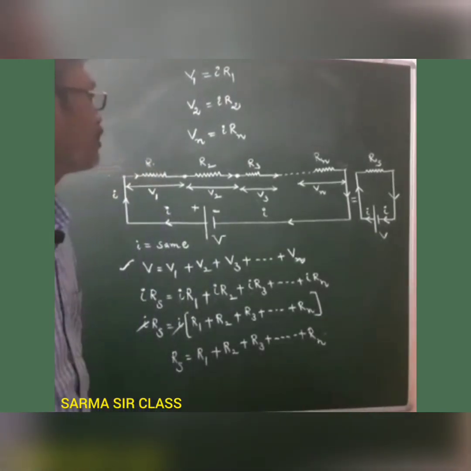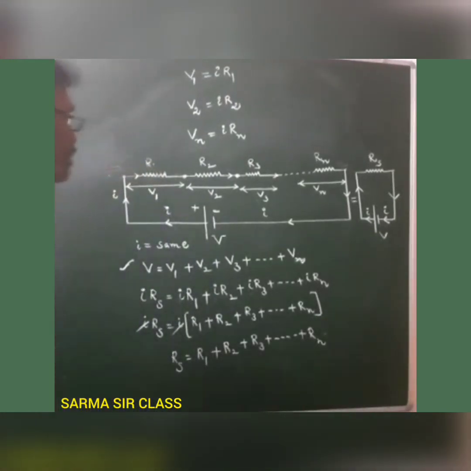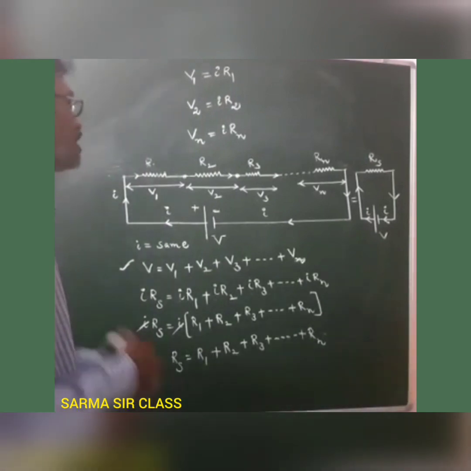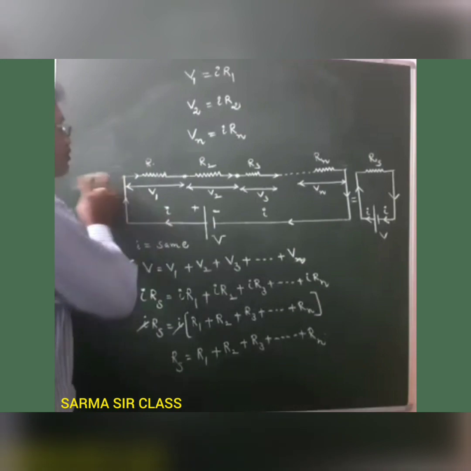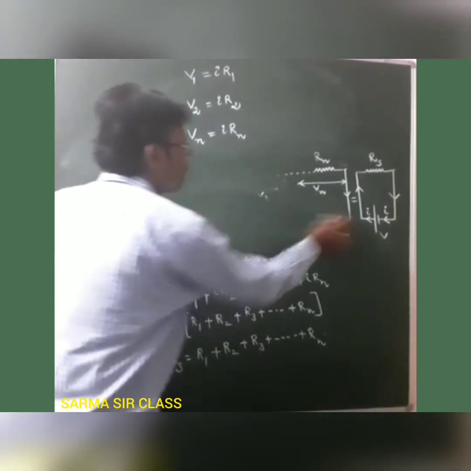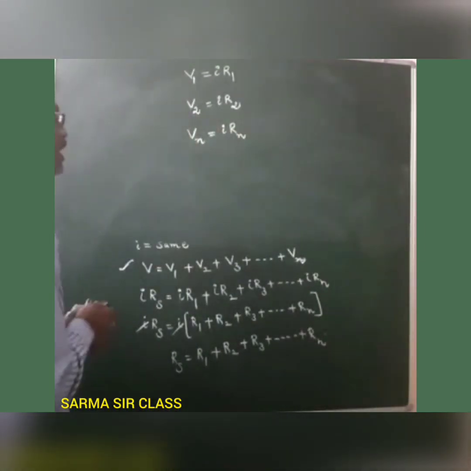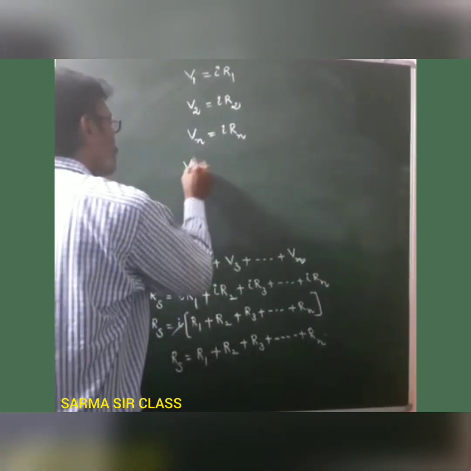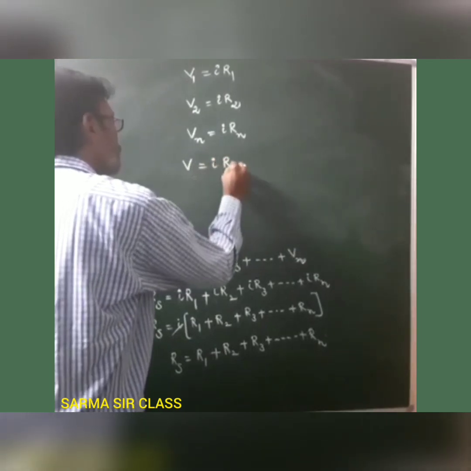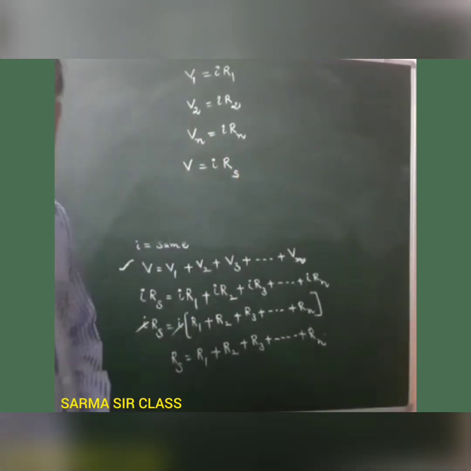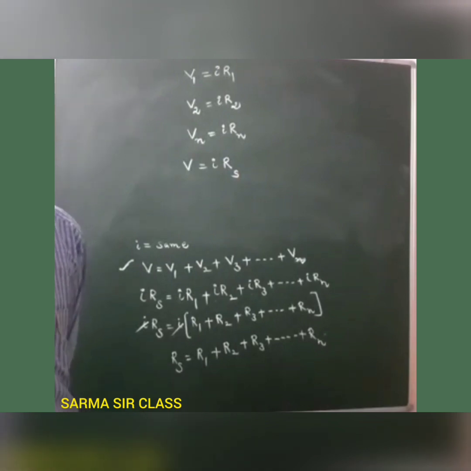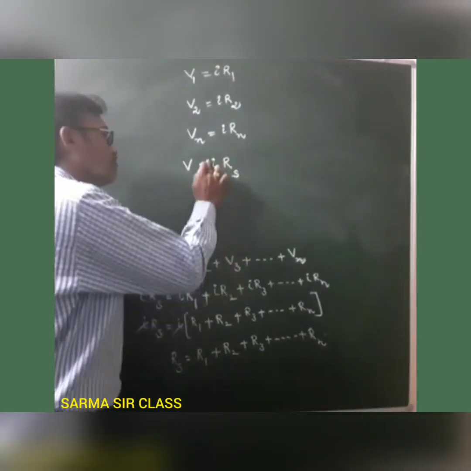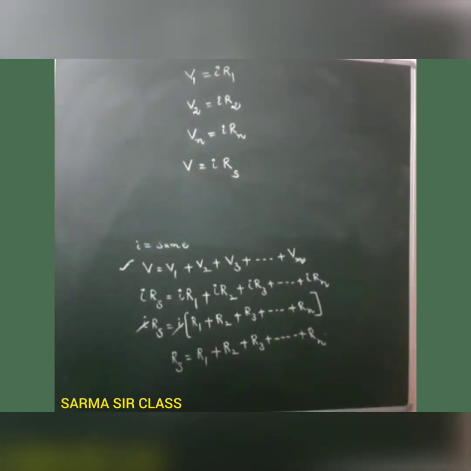Next line, write down. The potential difference across the equivalent resistor is V is equal to IRs.